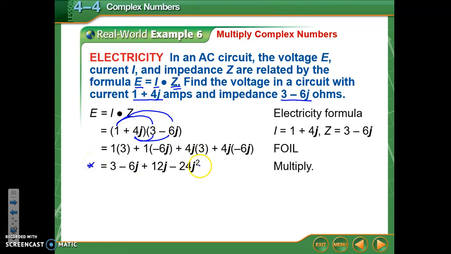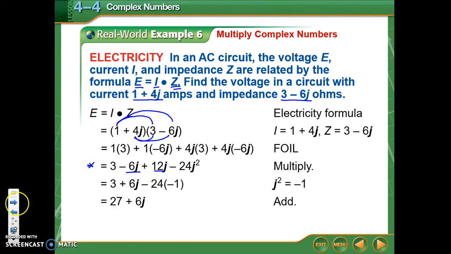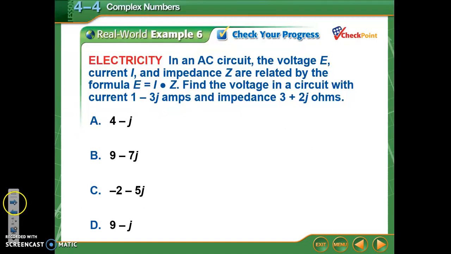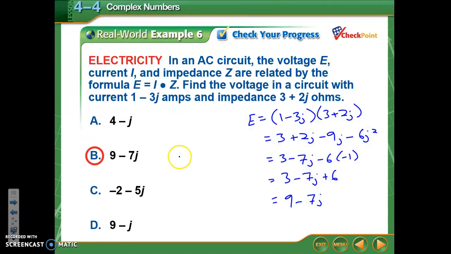Remember that j squared is going to equal negative 1 because it's just like i squared. Here in the middle we added our like terms. And when I simplify, I get 27 plus 6j because negative 24 times negative 1 became positive 24 plus 3, which is 27. Okay, you guys try this one. The answer here is B. And there's the work for that one.